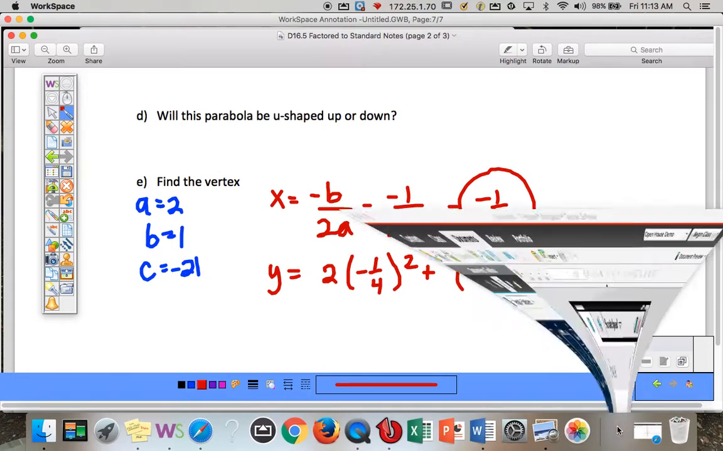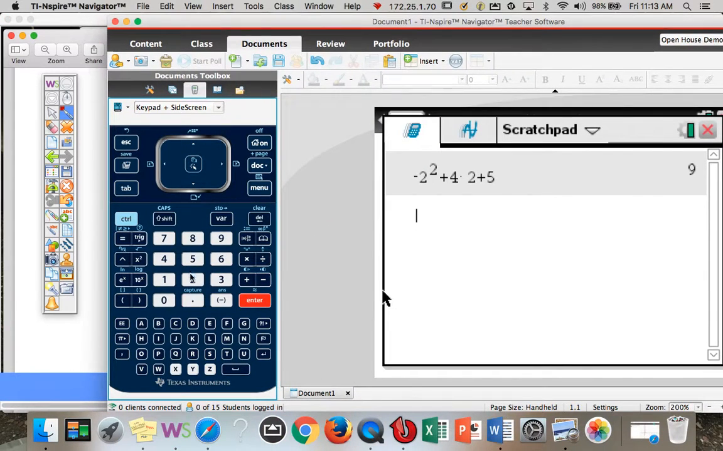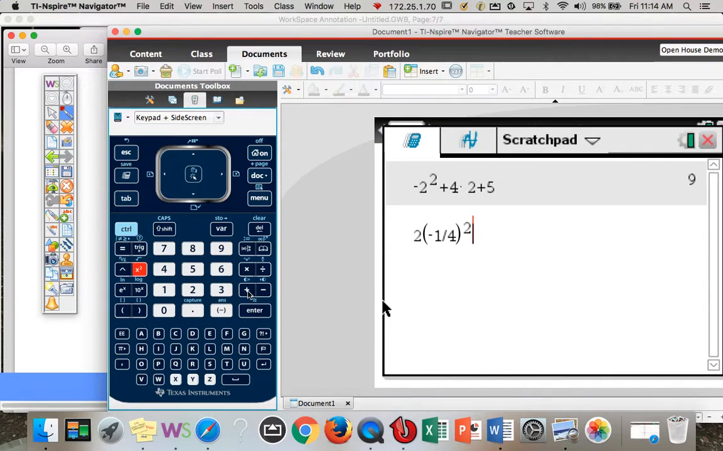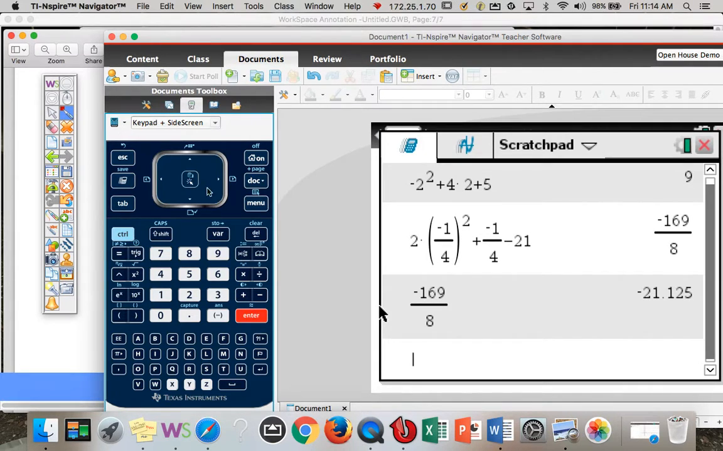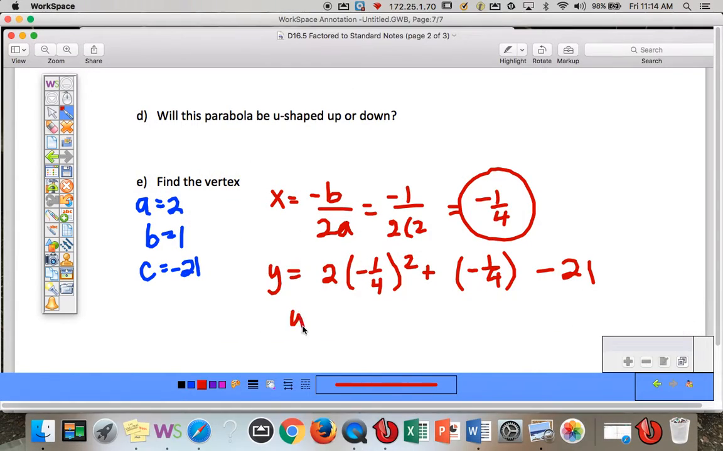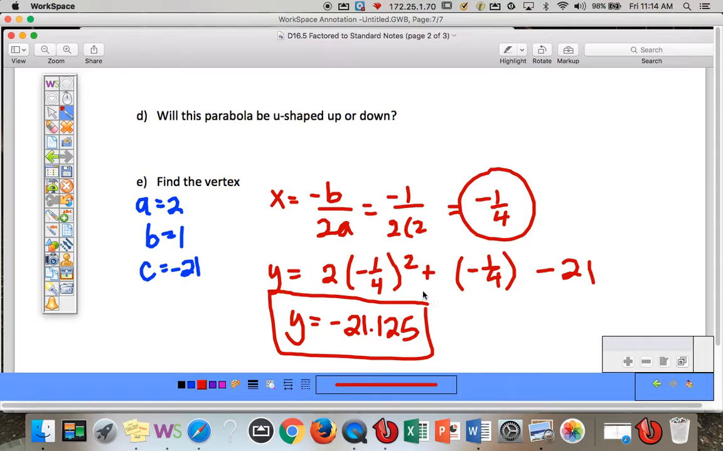Okay, and then we just type in our calculator. So 2 parentheses negative 1/4 squared plus negative 1/4 and then minus 21. Okay, let's change it to a decimal. Negative 21.125. So this would be our vertex. Our graph would change direction at negative 1/4, negative 21.125.